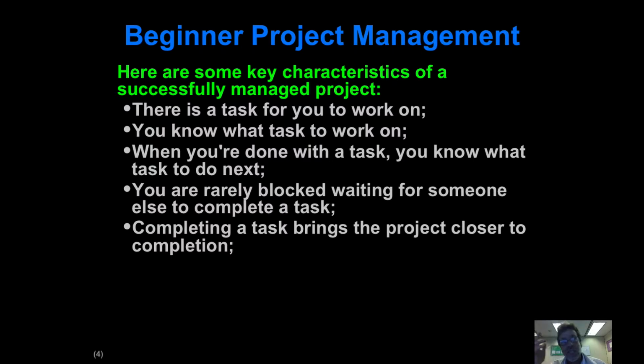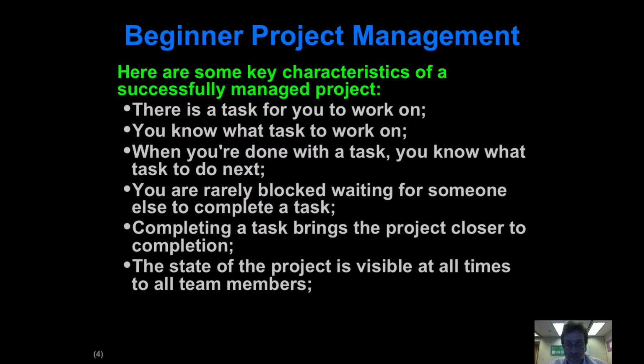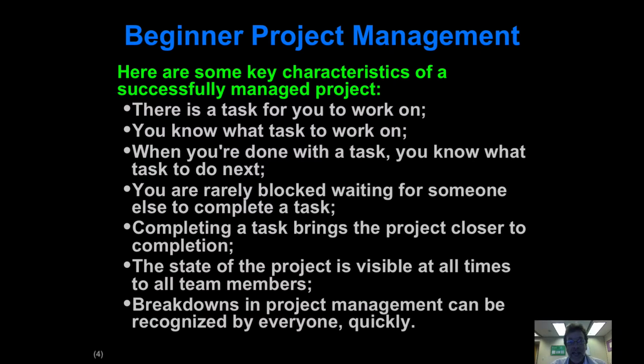And when you actually finish a task, the project's actually closer to completion, so it wasn't a waste, what you were doing. Then the state of the project is going to be visible to everybody at all times, so they understand where things are, what people are working on. And then if there is a problem with project management, such as any one of these prior things not being true, it should be able to be recognized by everybody quickly. Okay? So those are some very commonsensical notions for what it would be like to be in a well-running project. And the question is, how do you actually get there?